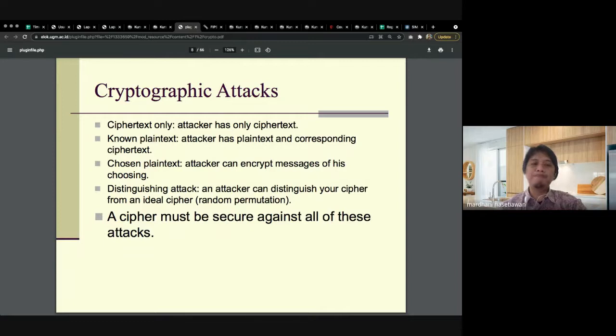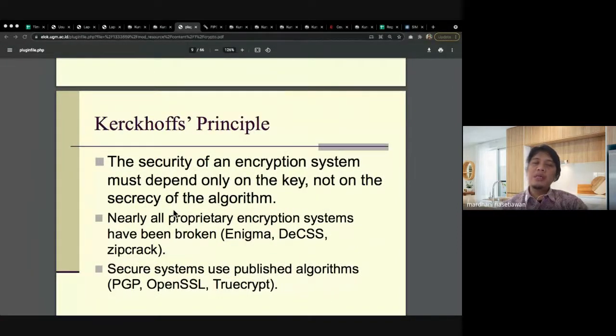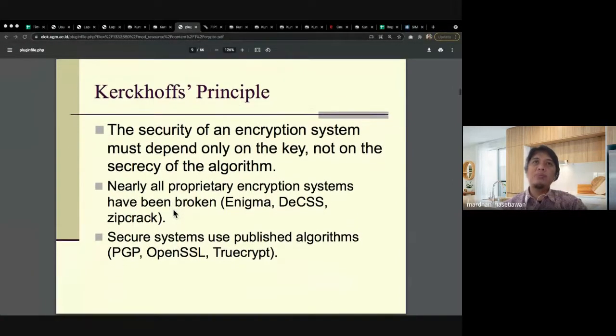That is very important to see how it works. In cryptography, I think you already know about the Kerckhoffs principle: the security of an encryption system must depend only on the key, not on the secrecy of the algorithms. This is a very basic principle of security, where we place our trust in the key itself, not in the algorithms.